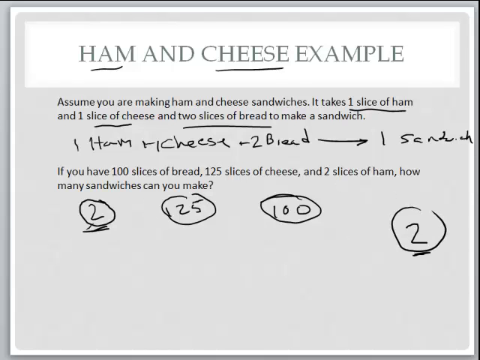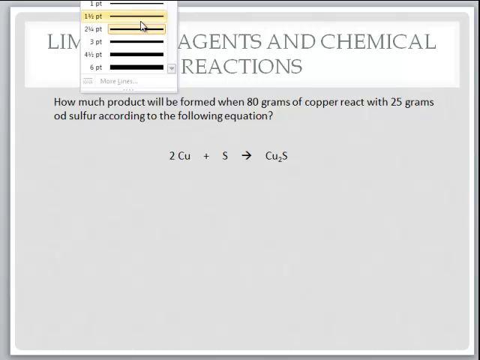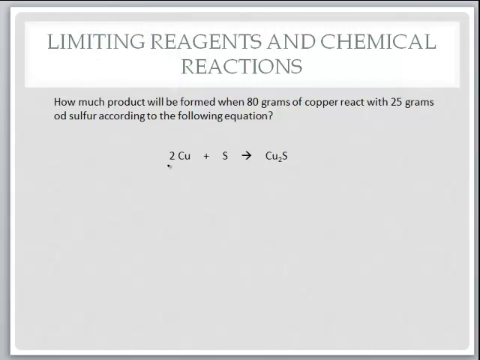Well, the same thing happens with chemical equations. When you have two things react together, you want to remember that they're going to react in the ratio 2 moles of copper for every mole of sulfur. So if you have 1,000 moles of sulfur and 1 mole of copper, clearly you're going to run out of the copper first. The reaction is going to stop and you're going to have an excess of sulfur left behind.